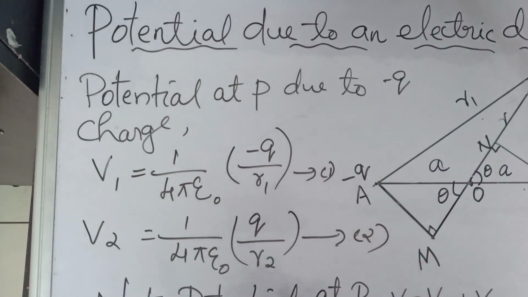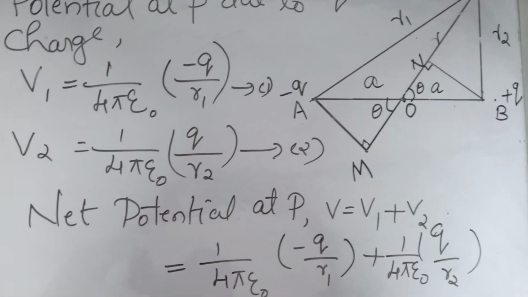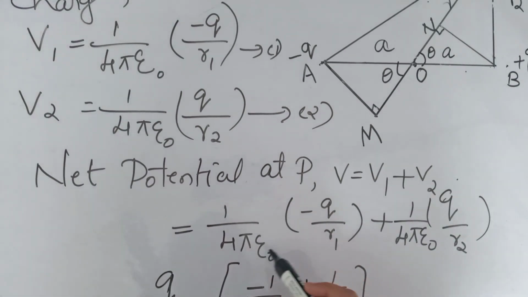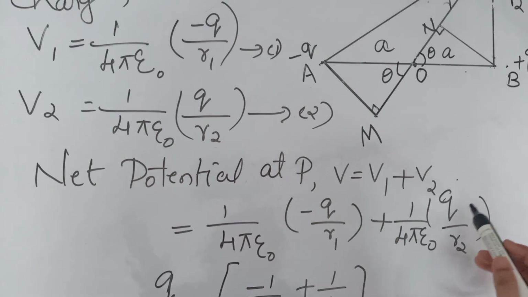So these are the two equations. Now how can we find the total potential at P? In the two equations, add them. So V will be equal to V1 plus V2, very easy to add. How can we add? 1 by 4 pi epsilon 0 minus Q by R1 plus 1 by 4 pi epsilon 0 plus Q by R2.